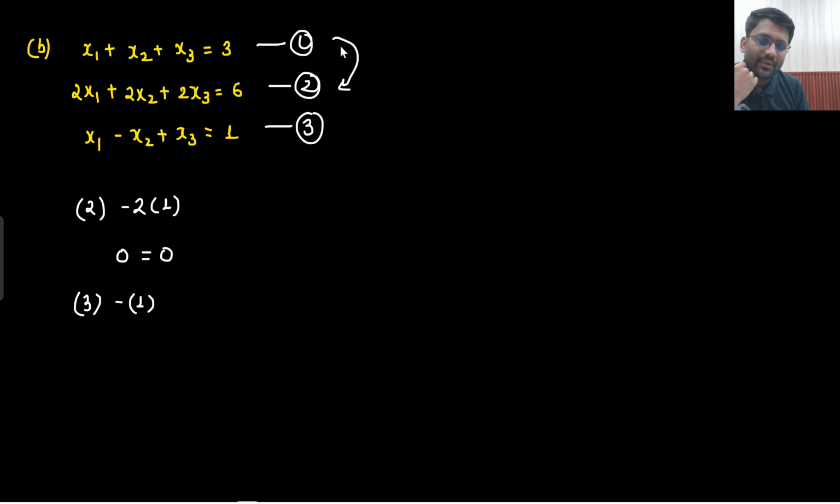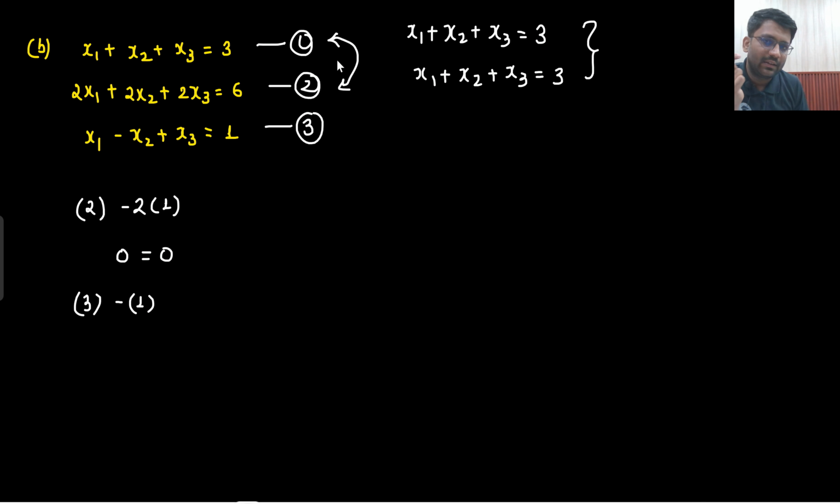Basically, both of the equations are the same only, no? If you look closely, x1 plus x2 plus x3 equals 3. And for the other equation, if I take 2 common from here, then 2 will come common. 6 divided by 2, what will that be? That will be 3 only. So both equations are the same. They are the same equation. And this is a different equation. This is x1 minus x2 plus x3 equals 1.